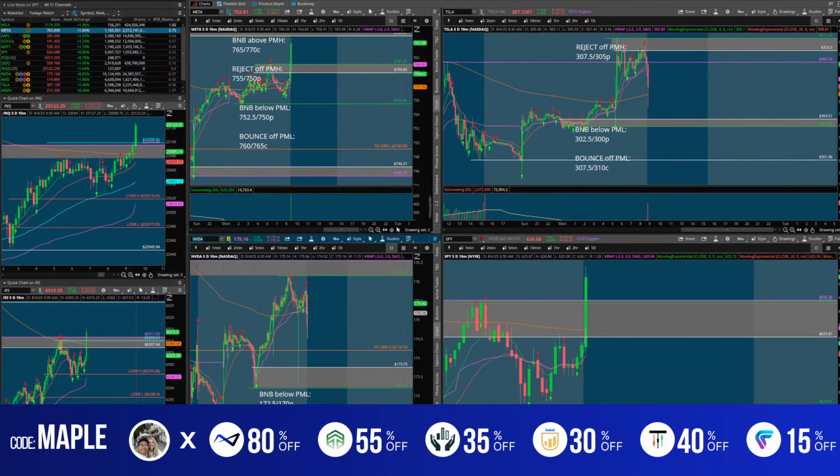There's 10 points on ES. You guys scale and trail, please. That's a higher high pivot break. I wouldn't chase this any further.